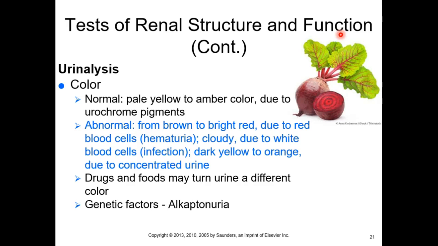So of course, in normal urinalysis, the color should be pale yellow to amber at the darkest due to urochrome pigments. If it's brown or bright red, it could be hematuria because there's blood cells in the urine. If it's cloudy, it's probably due to white blood cells in the urine, which indicates an infection. If it's dark yellow to orange, it's concentrated. It just means they're dehydrated. And there are drugs and foods that turn urine different colors.